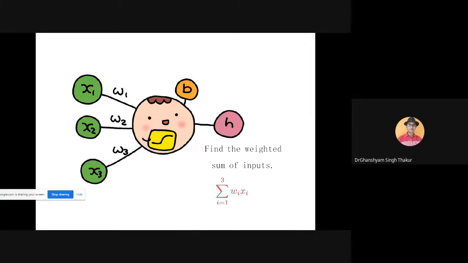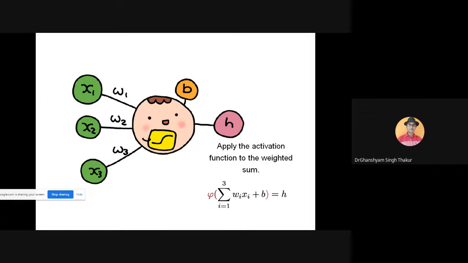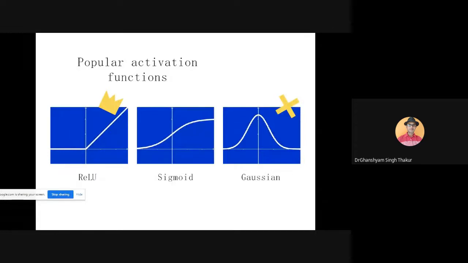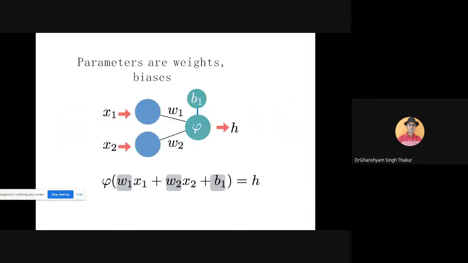So mathematically, you can write this whole thing: the summation i goes from 1 to 3 of w_i x_i plus bias b. You add this parameter b and apply the activation function to the weighted sum. So h equals psi of the summation i goes from 1 to 3 of w_i x_i plus b. The whole thing you can represent in mathematical form. These are some popular activation functions: ReLU, sigmoid, and the Gaussian. The parameters are weights and biases, x1, x2 are the inputs, w1, w2 are weights, and psi is the activation function.